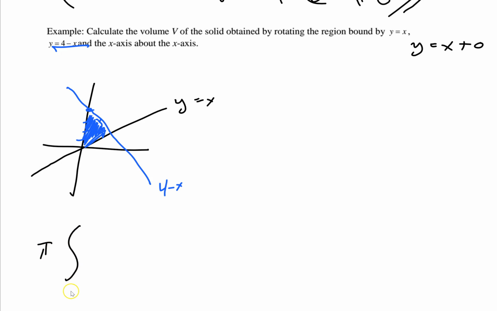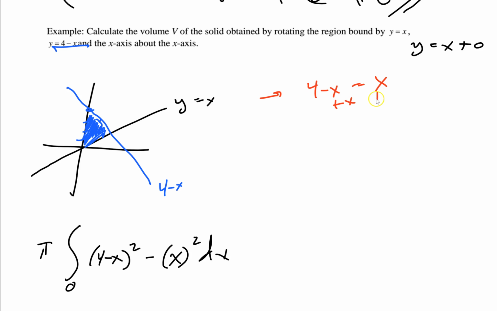It looks like we're starting at 0. Now the top one is the blue one here, so 4 minus x squared, minus the bottom, which is x, and then squared, dx. I don't know where they cross yet, so I have to do that. Remember, the way you always find the intersections is set them equal to each other. We get 4 minus x equals x. Do a little math. Add x. 4 equals 2x. x equals 2. So they cross at 2.